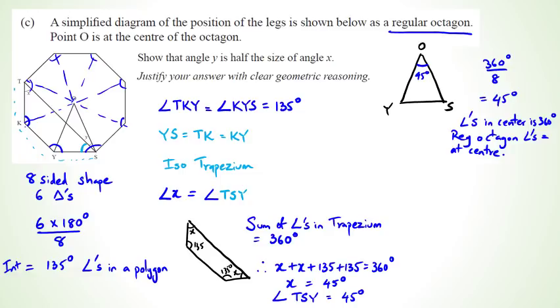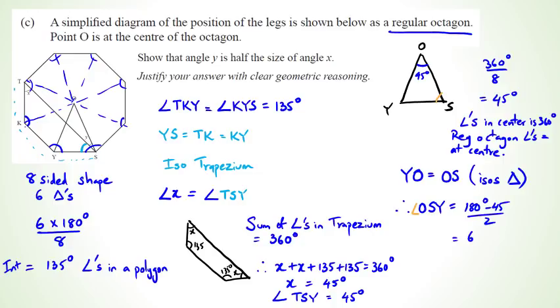So once you have that as 45 degrees, you also know that the side YO equals OS because it's an isosceles triangle. So therefore, then you can say angle OSY. So OSY is going to be this angle here. Angle OSY is equal to 180 degrees minus 45 divided by 2, which is 67.5 degrees. So what I've now found is this golden angle. I'm going to show you guys here. The golden angle is this here, which happens to be OSY, which is 67.5.